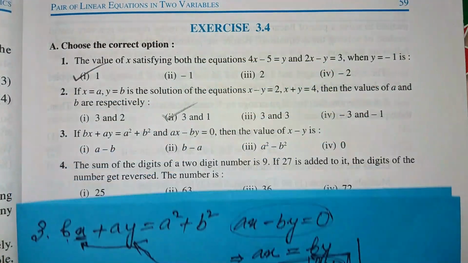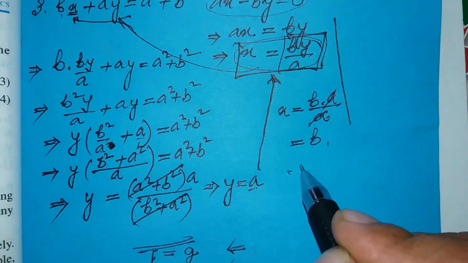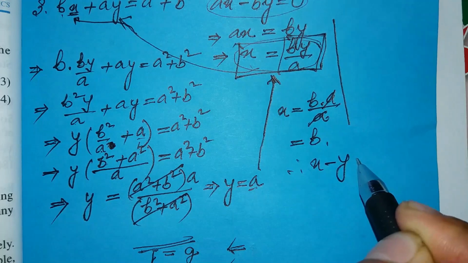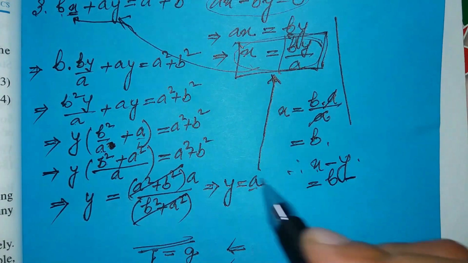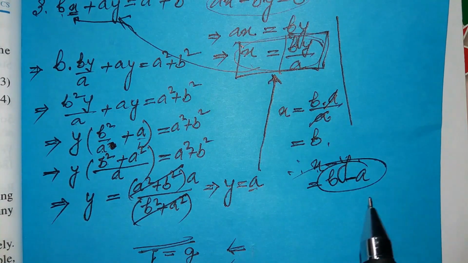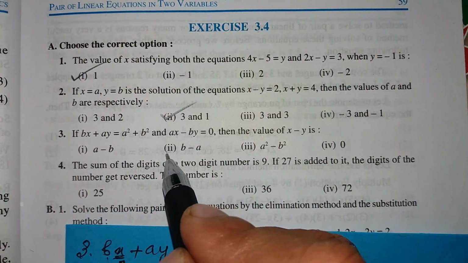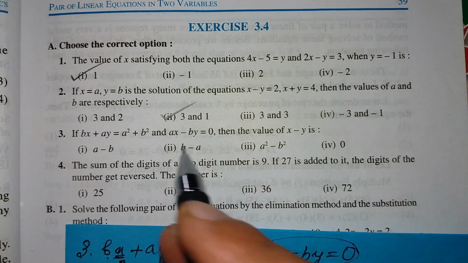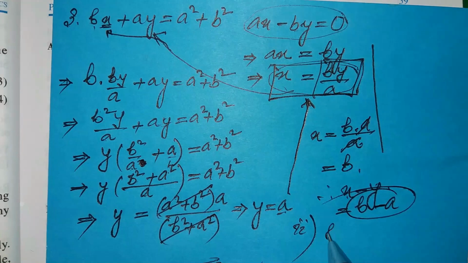Now the question is asking us x minus y. So x minus y, therefore, is b, since x is b, minus y which is a. So we have here b minus a. So b minus a is the second option. So this 2 is the correct answer. So Roman number 2 is the correct answer, b minus a.